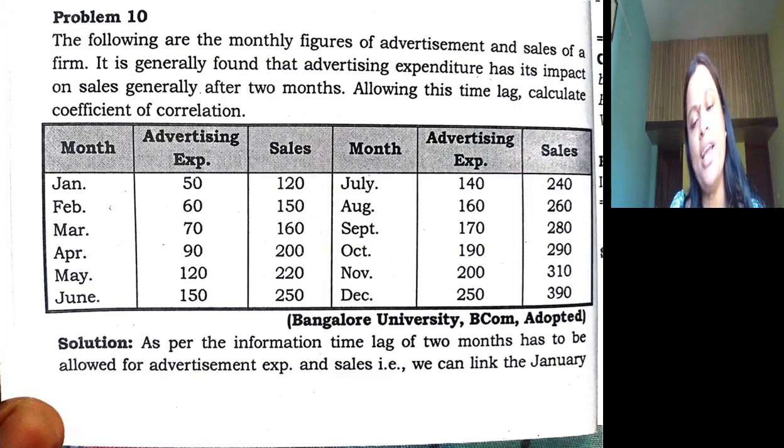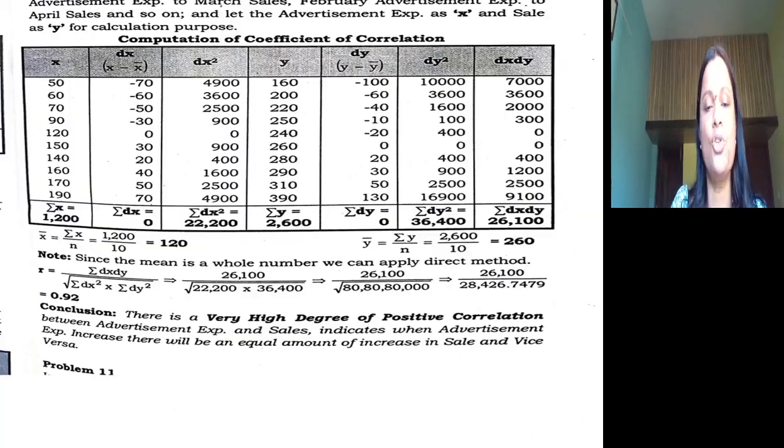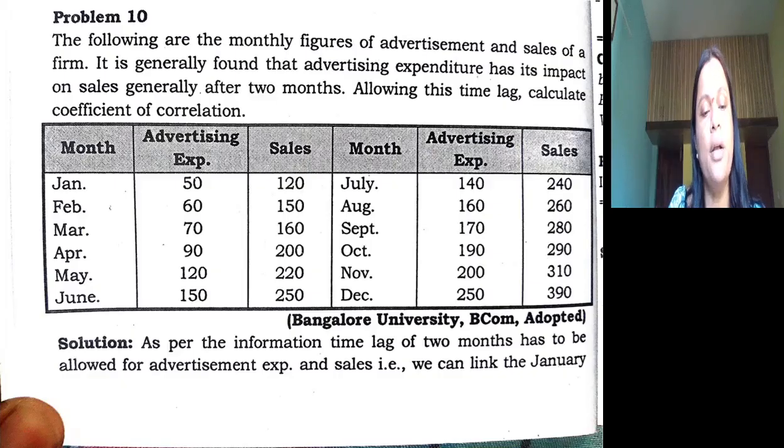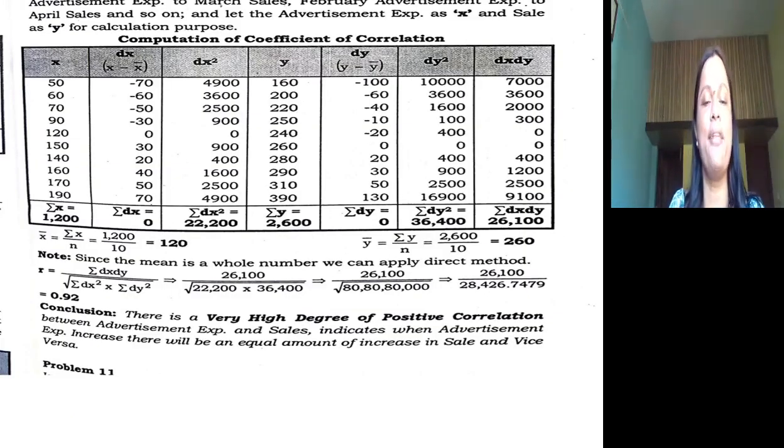December's 390. We cannot take November and December's advertisement expenses, because November advertisement expenses will create impact on sales of January of next year, which is not given in the problem. So that's why we took January to October's advertisement expenses and March to December sales as a base to arrive at the answer, because we should have a time lag of 2 months. Then sum of X is 1200 divided by 10, not 12, because only 10 months of advertisement expenses we can take. November, December we cannot take.